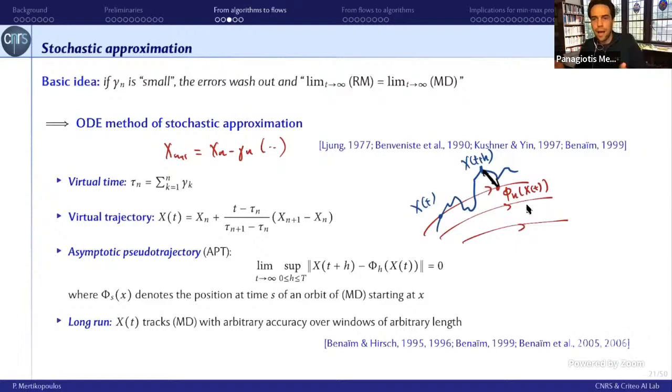And what this virtual trajectory is, is the following. I take my sequence x n, x n plus one, and so on and so forth, and I interpolate linearly between all these points. This is my function x of t, and I'm doing this scaling so that at time tau n, my curve is at point x n.